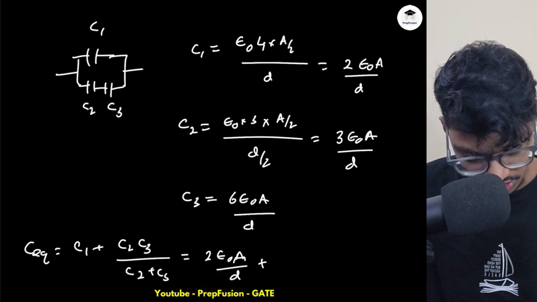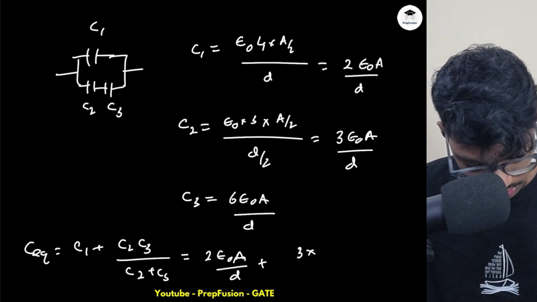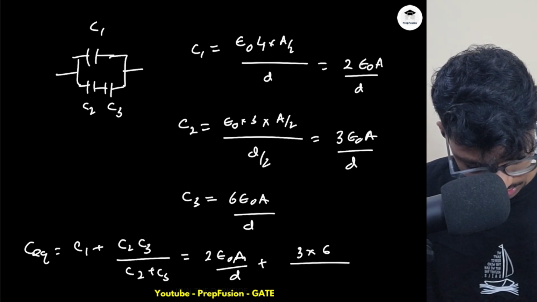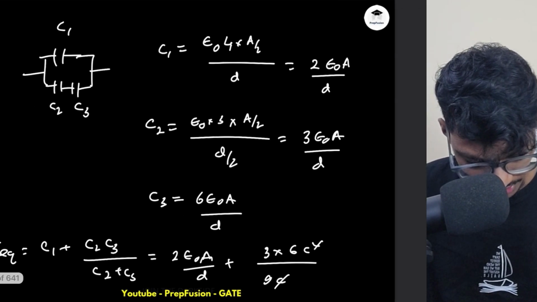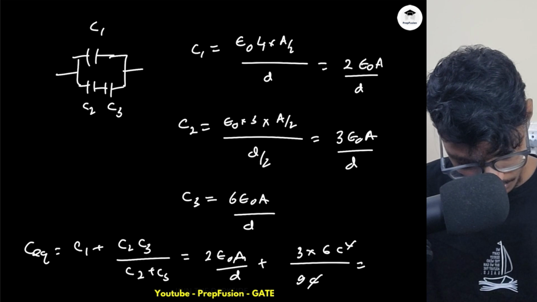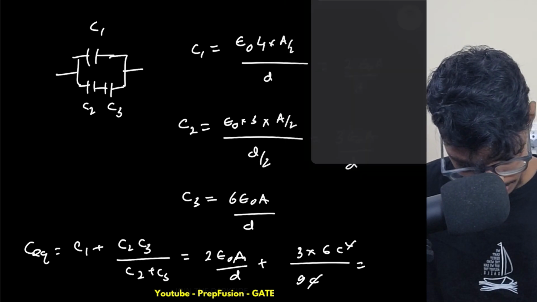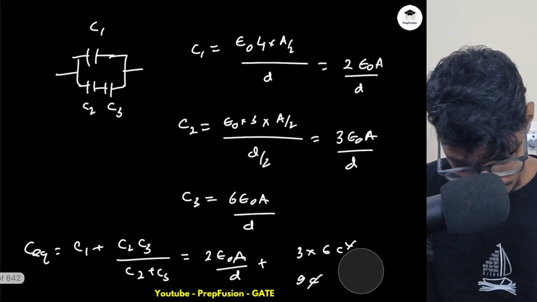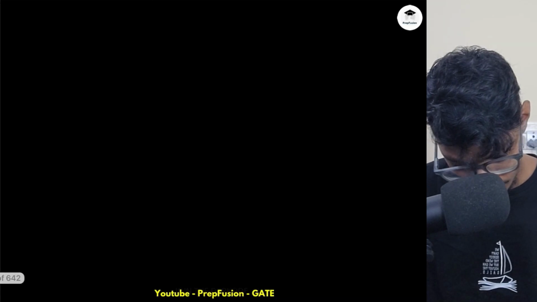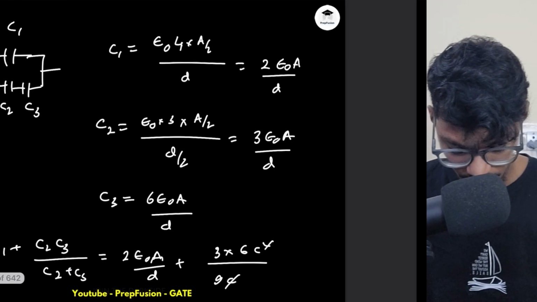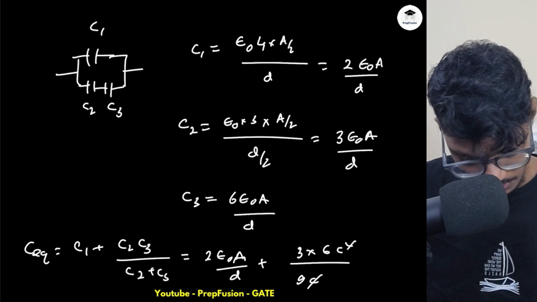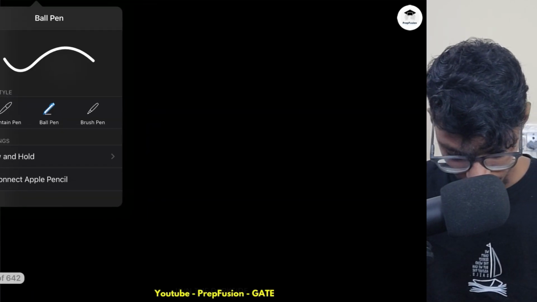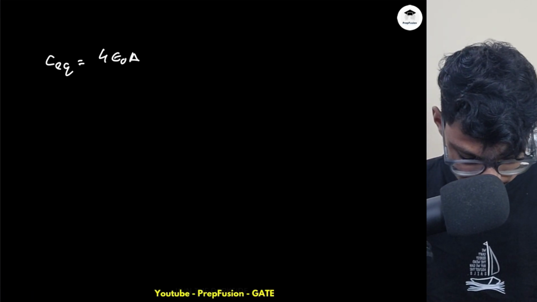C2 C3. So this will be what? 3 times 6 divided by 9. I'm taking some common thing, epsilon naught A by D, I'm taking it common. So this will come out to be what? You can take it to the next page. C equivalent will be what? 18 by 9, so this is 2C, where C is epsilon A by D. So the total will be 4 epsilon A by D.